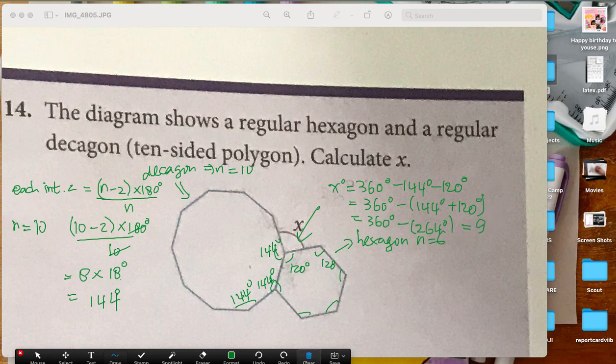So then we've got the value of x already. It's 96 degrees. So that is all about the tutorial on how to solve the problems given about angle properties. Hopefully it is useful.